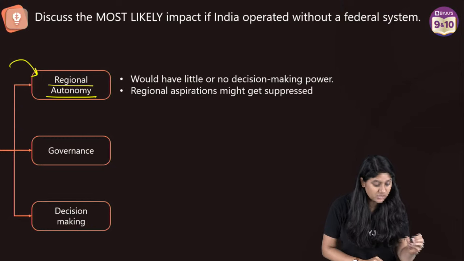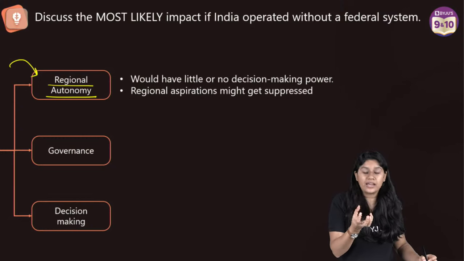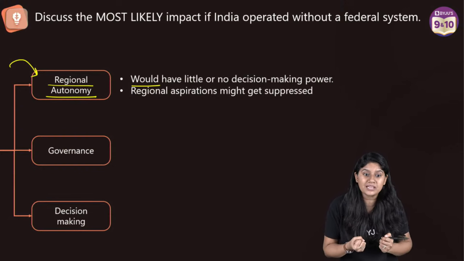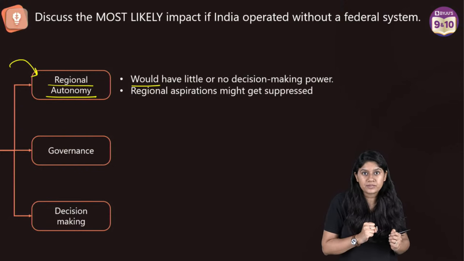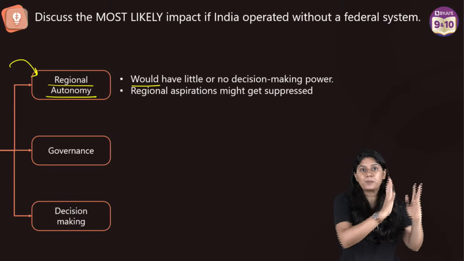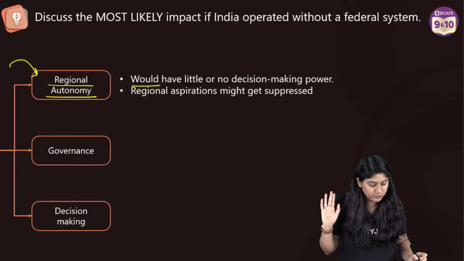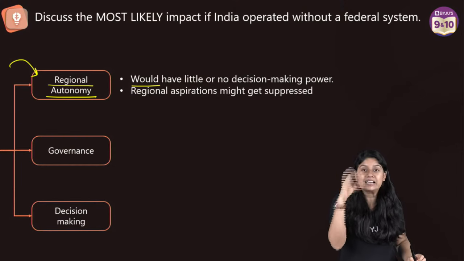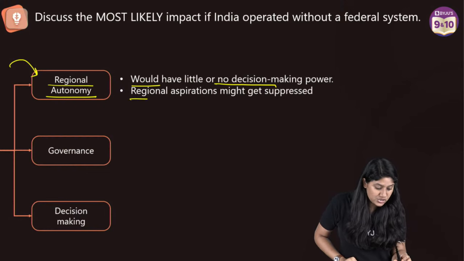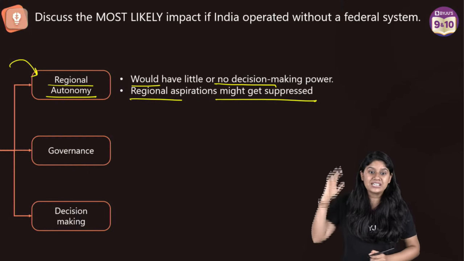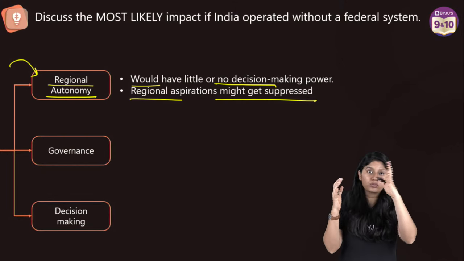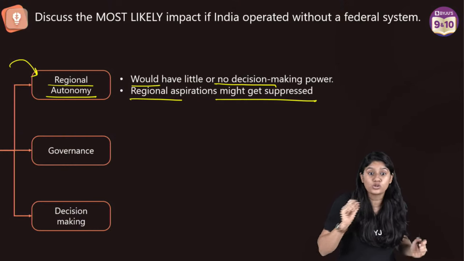Awesome, everyone. So regarding regional autonomy, what points can we write? If we have regional autonomy, what will happen? There will be no decision making, right? Only one person can take the decision. If this is a region which has a larger population, they will take the decision for everyone. That clearly shows that there is no democracy. Then there will be no decision making and regional aspirations might be lost. And sometimes people can easily be suppressed. If we have two regions that are fighting, probably the weaker region can be easily suppressed also.